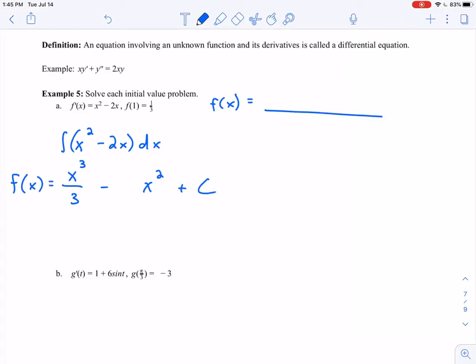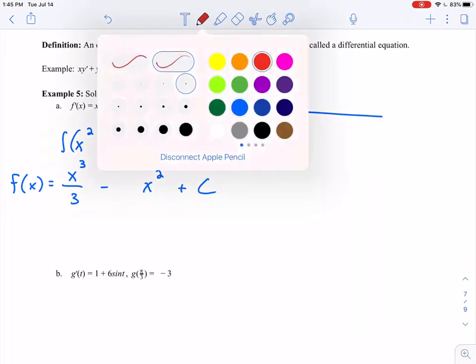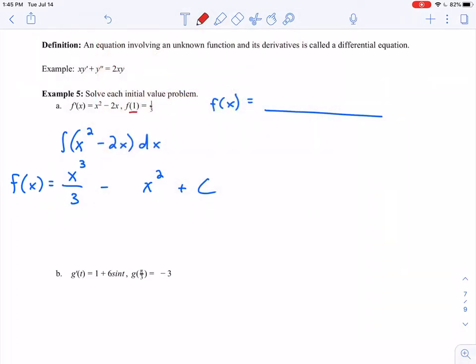But this isn't really a great answer because I would really like to know what my constant of integration is. Which specific antiderivative are we talking about? That's where this point is going to come into play. This f of 1 is equal to 1/3. What that's telling me is that when x is equal to 1, my function takes on a value of 1/3. So f of 1 is 1 to the third over 3 minus 1 squared plus c.